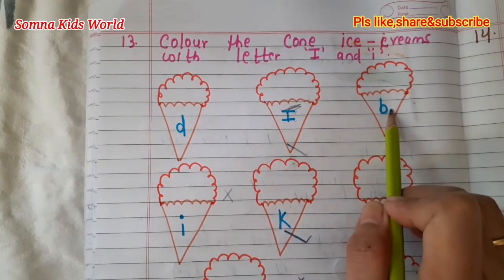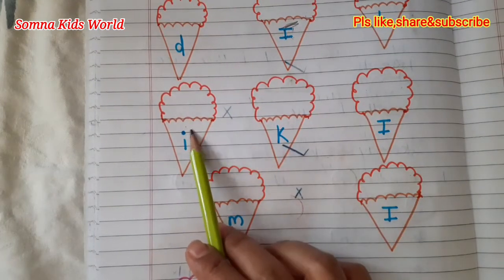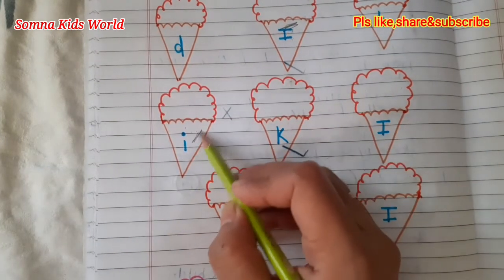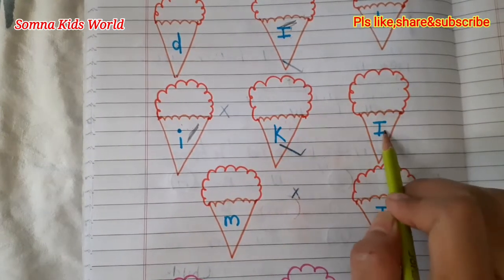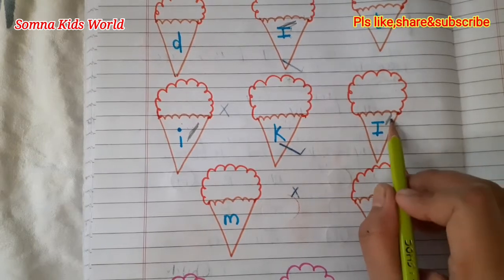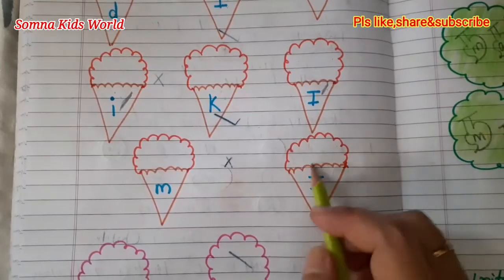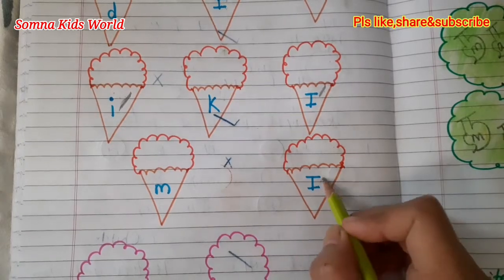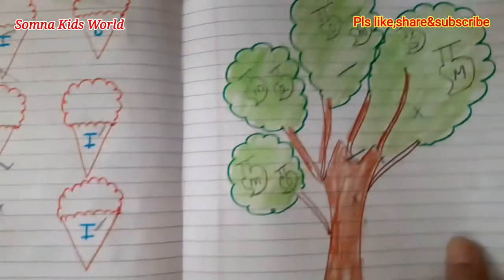So here you need to color it. B. No, B also is not the correct one. Next one is small i. Yes, this ice cream also you need to color. K. No. I. Capital I. Here this ice cream you need to color. M. No, this is not the right one. Capital I also here, so you need to color this ice cream. Like this you have to color it.